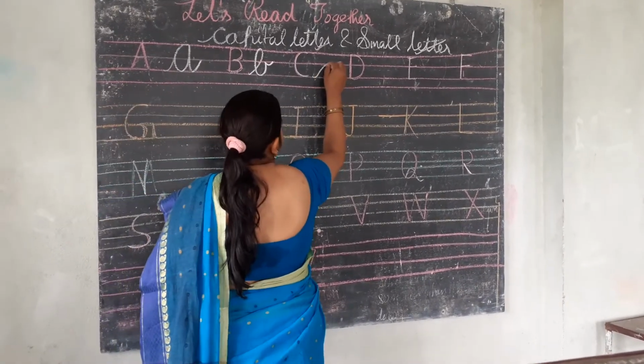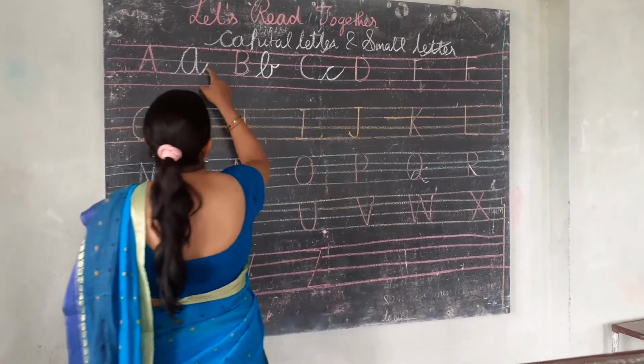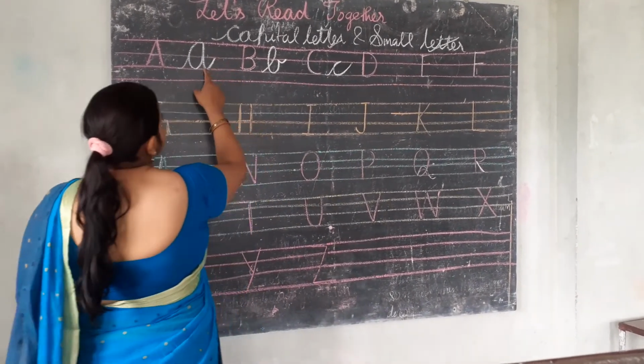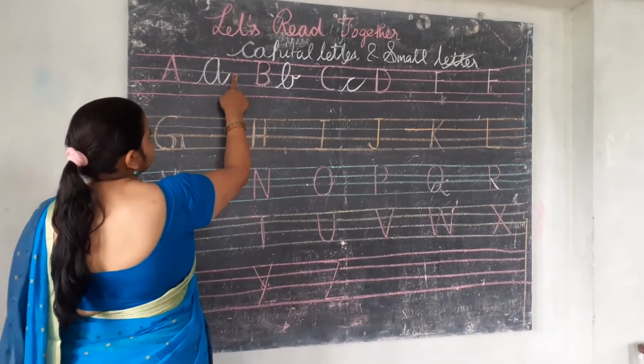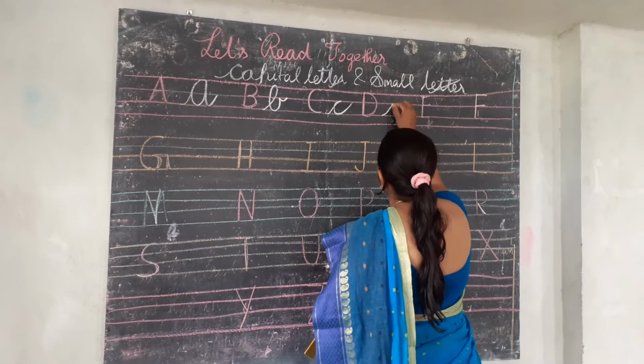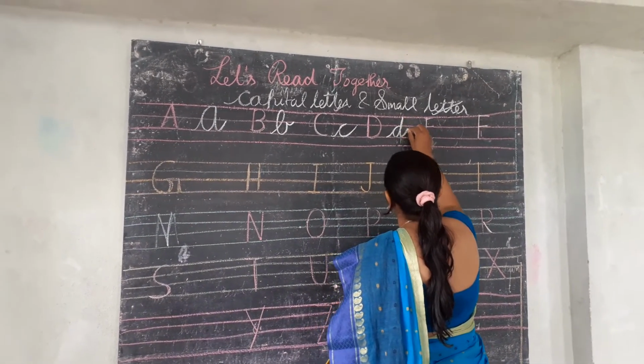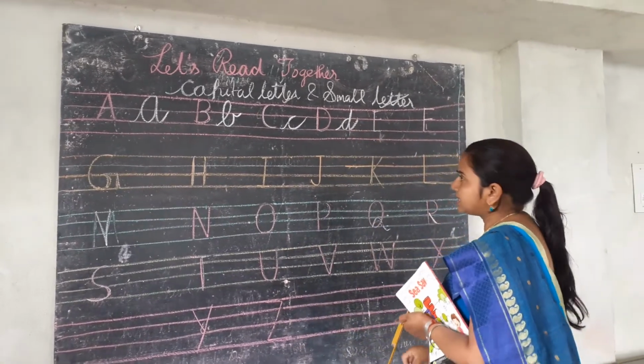And then we'll make C like that. You have to see that the tail should reach your fourth line. These all should be touched. From the third line to your second line it will be touched. Similarly, D you write down, this is your down stroke and then the up stroke, and then you will touch this. Okay, that is your D.